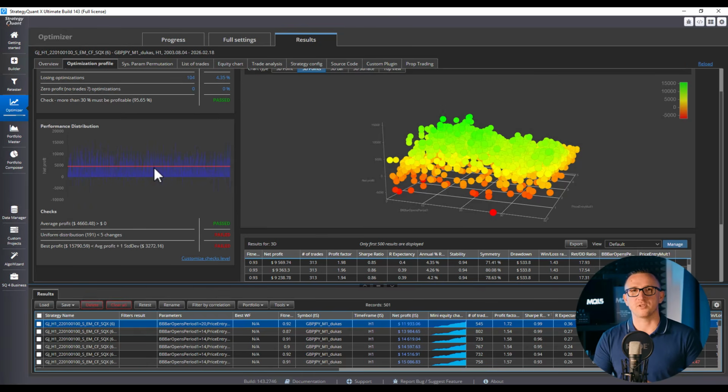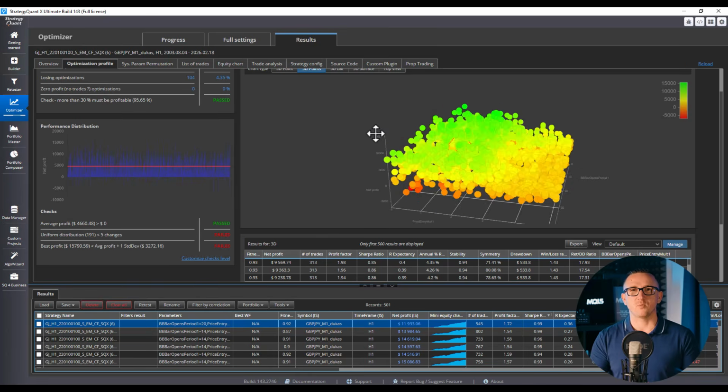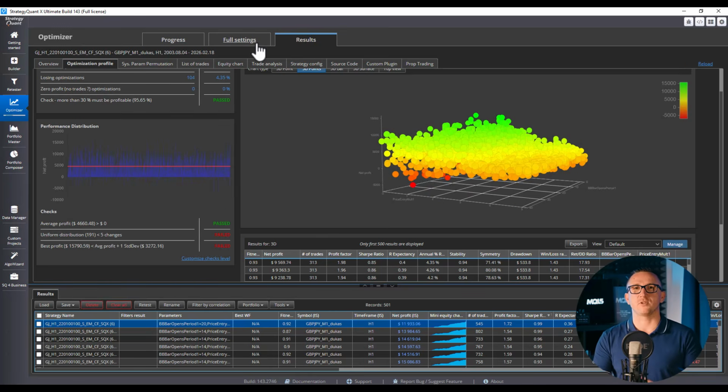First, I check what percentage of optimization runs are profitable. If only a tiny fraction of parameter combinations make money and the rest lose, that tells me the strategy is very sensitive and fragile. A strong strategy should work reasonably well across a wide range of parameters, not just one lucky setting. Second, I look at the average net profit across all optimizations. If the average is negative, that is a clear warning sign that the edge might not be real.